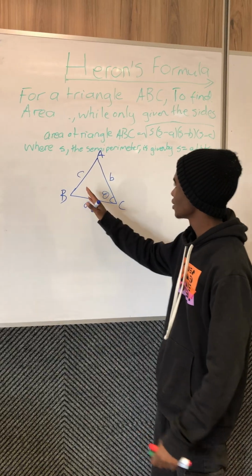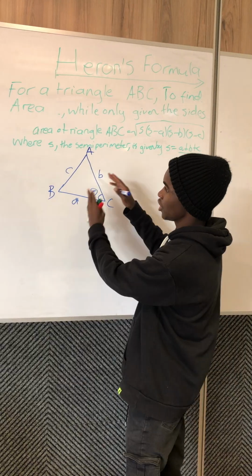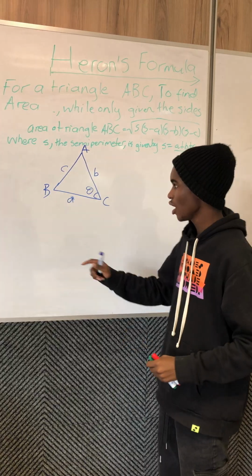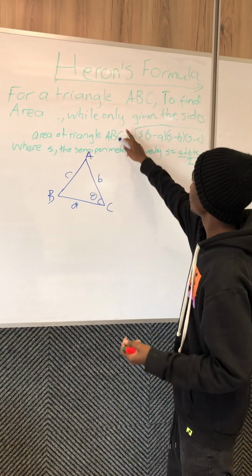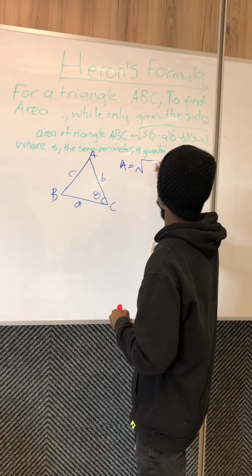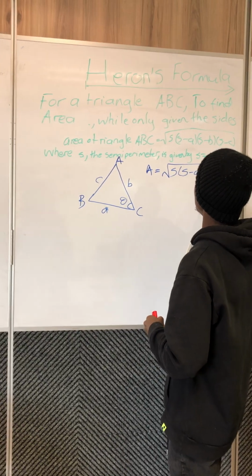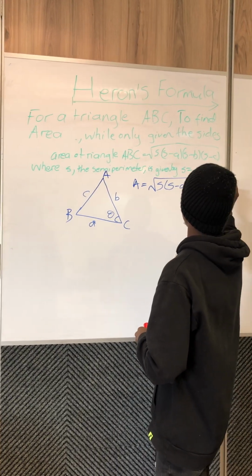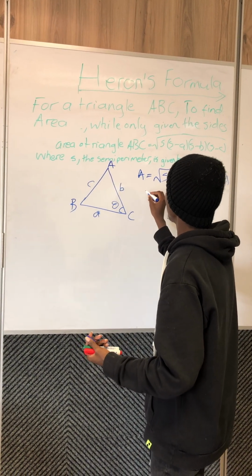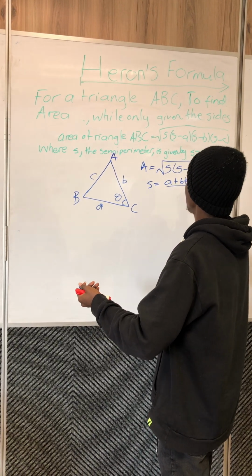Today I'm going to be discussing how you can prove Heron's formula. If you are given a triangle and you are only given the sides and they ask you to find the area, how do you find it? Use this formula, which says that the area A is equal to the square root of S multiplied by S minus A multiplied by S minus B multiplied by S minus C, where S is called the semi-perimeter, which means S is equal to the perimeter A plus B plus C divided by 2.